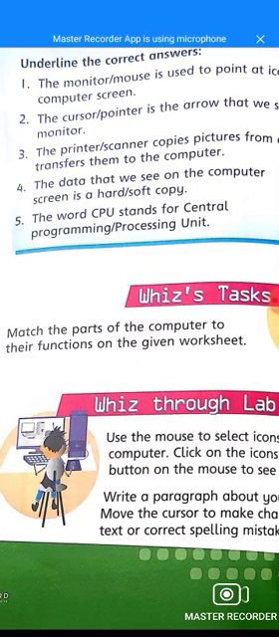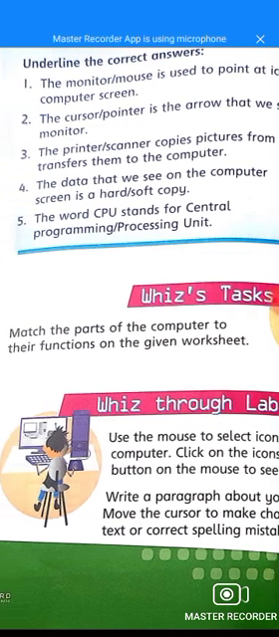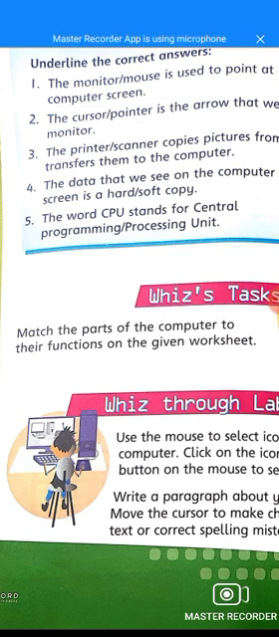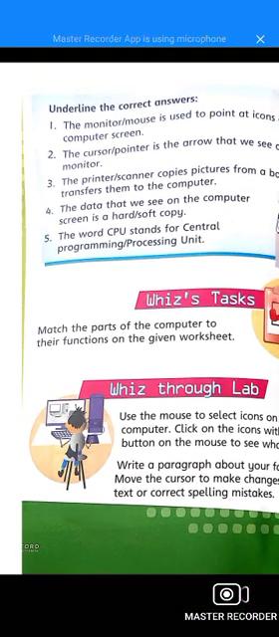The printer or scanner copies pictures from a book and transfers them to the computer. Scanner, scan the copy and send it into the computer. Okay, scanner, underline this. The data we see on the computer is soft copy. The word CPU stands for Central Processing Unit. Okay, next task is match the parts of the computer to their functions on the given worksheet. The worksheet is given to you and you have to do this.